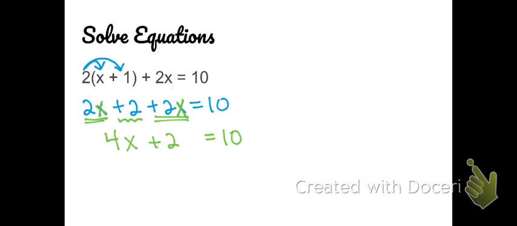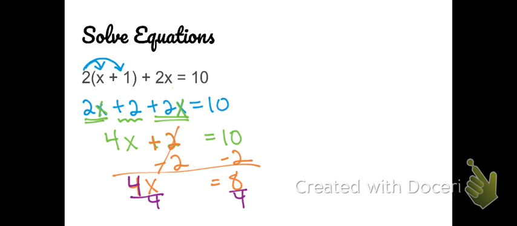Now it looks like that last one where we're going to undo that plus 2 by subtracting 2 from both sides. And then undo that multiplying by 4 by dividing by 4. And the answer is x equals 2.